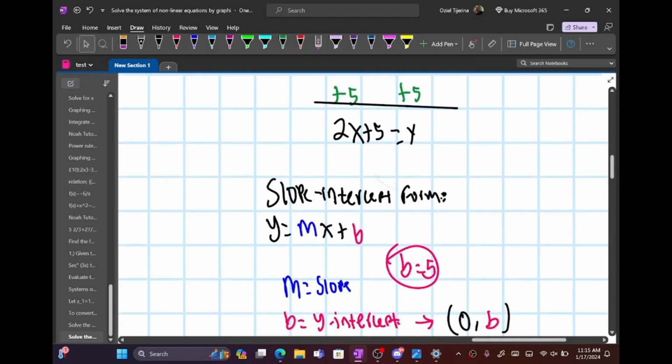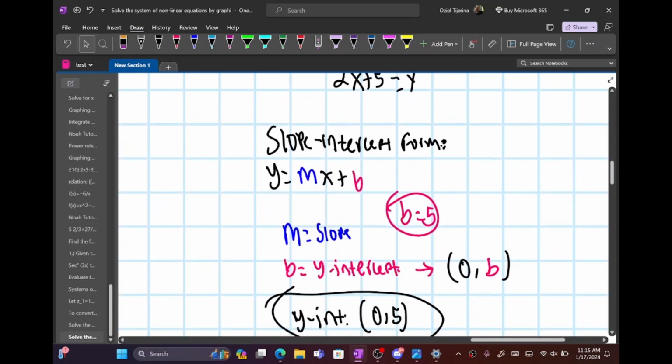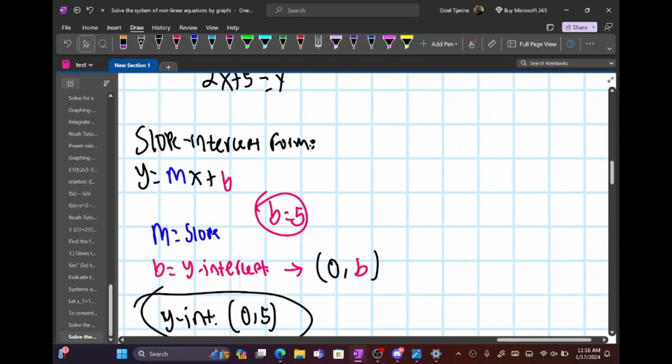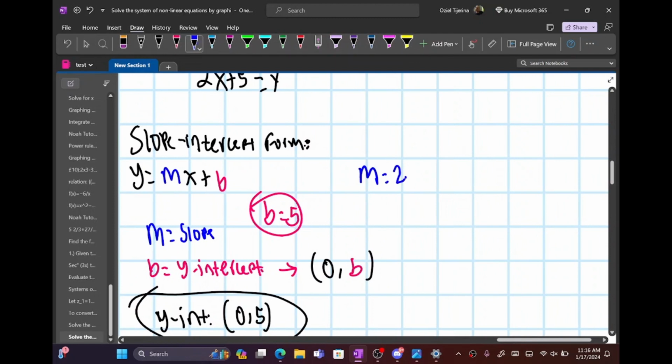Then also my m is equal to 2 because that's the number in front of x.